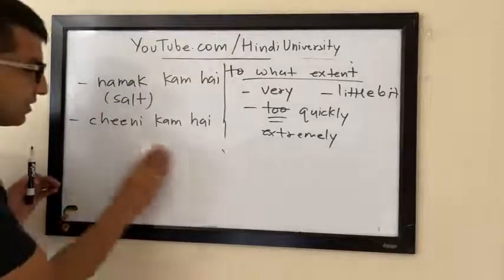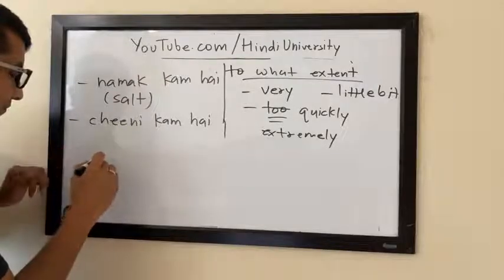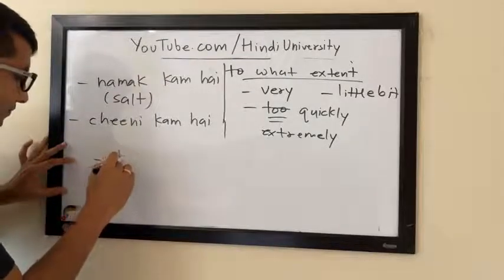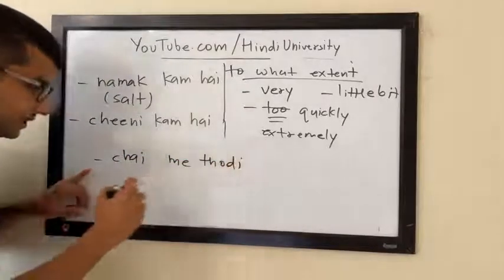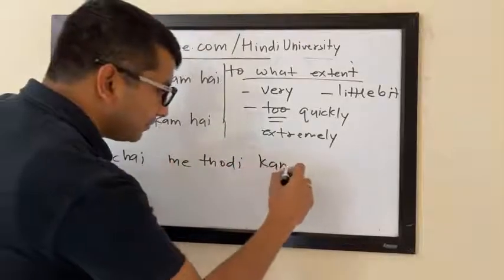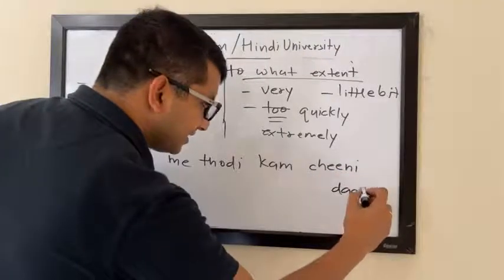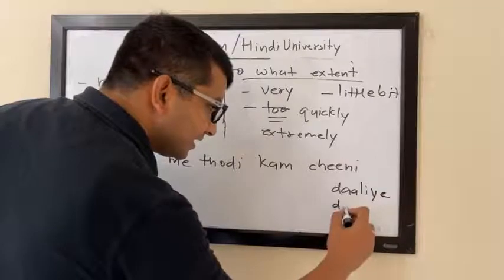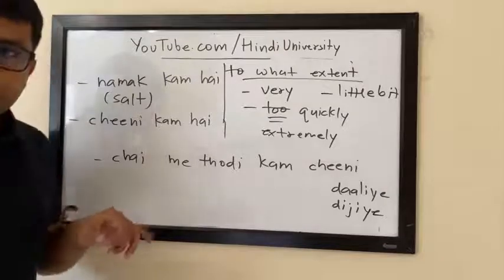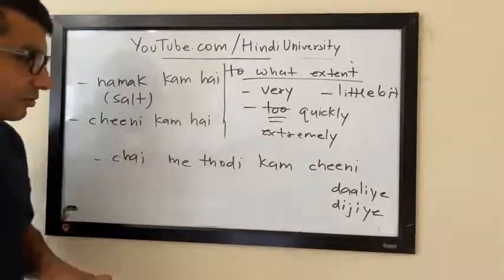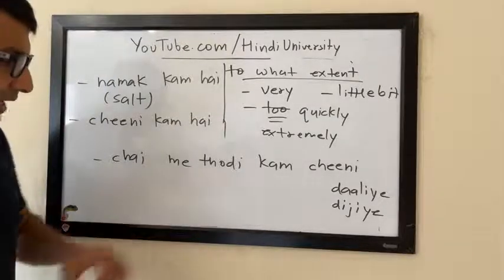So basically, the way I would say it is, chai thodi kam chini dijiye. Very good. You can say it as an imperative. Chai mein thodi kam chini डालिए. Dijiye or डालिए, either way is fine. Correct. चाय में थोड़ी कम चीनी दीजिए. Which is basically you are politely asking someone to not put too much sugar in the tea. Okay. Does it help, Kelly ji?